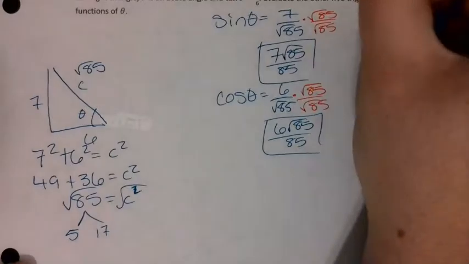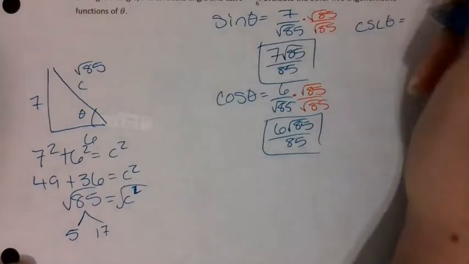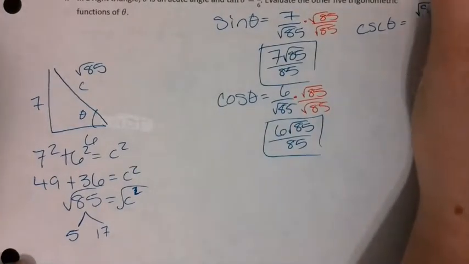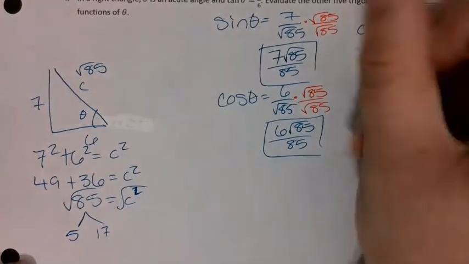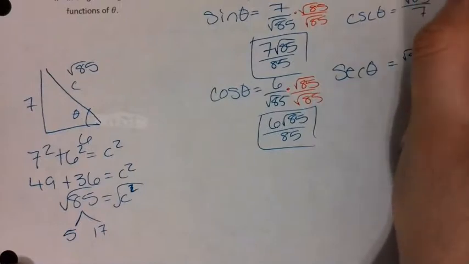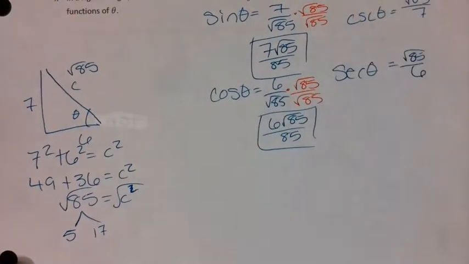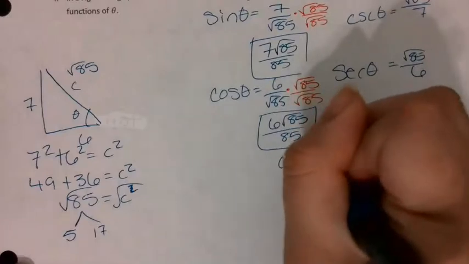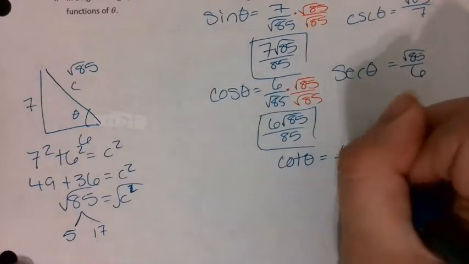Then I have cosecant, which is going to flip this one. So I have square root of 85 over 7. Then I have secant, which is going to flip this one, which is just square root of 85 over 6. And then I finally have cotangent, which gives me 6 over 7.